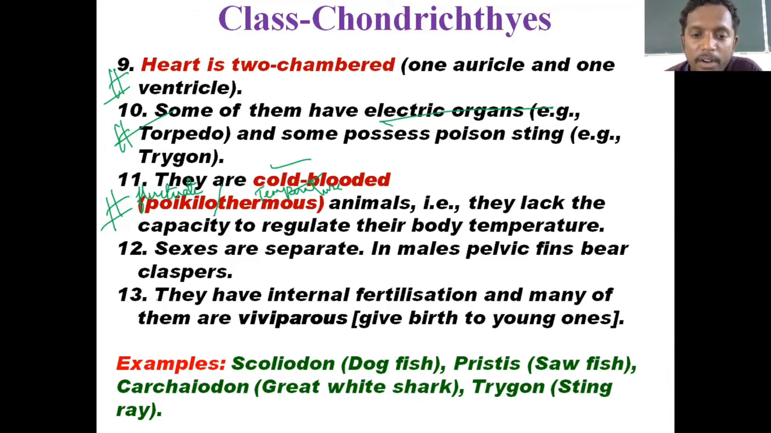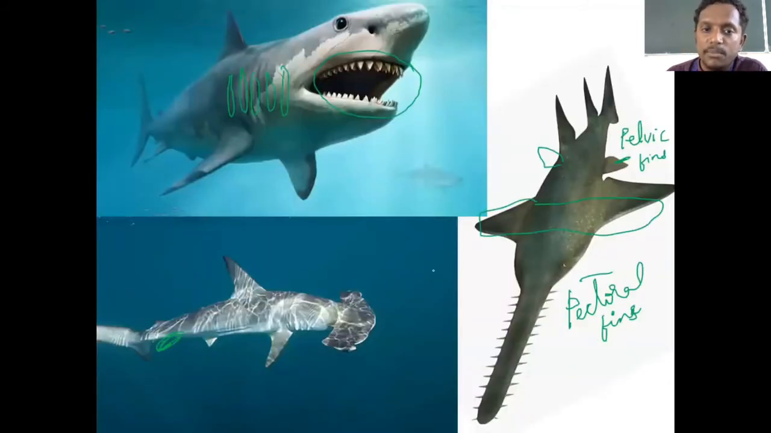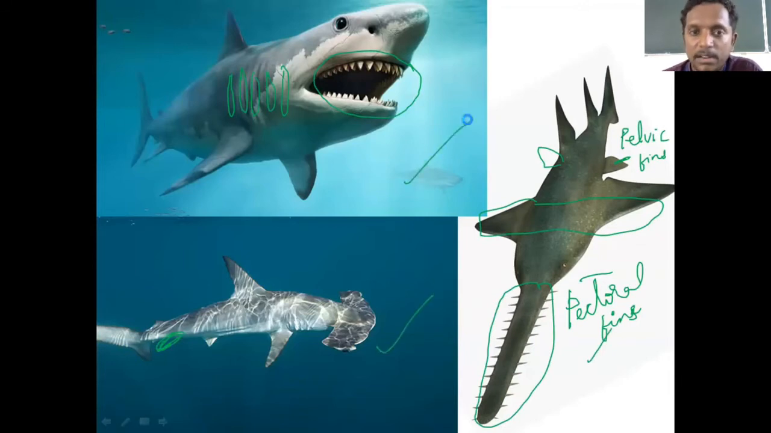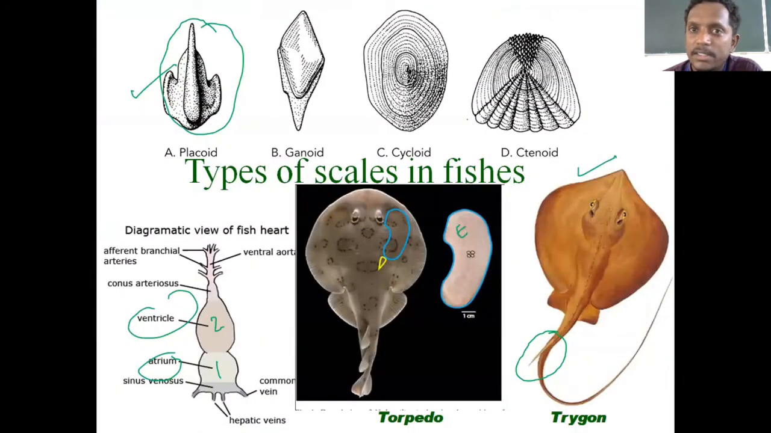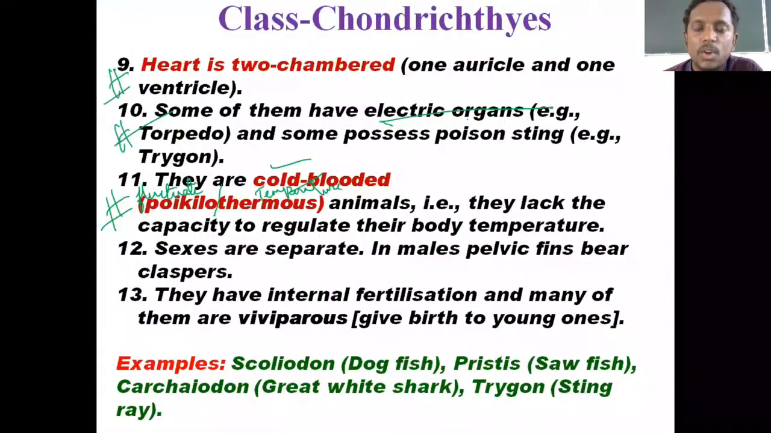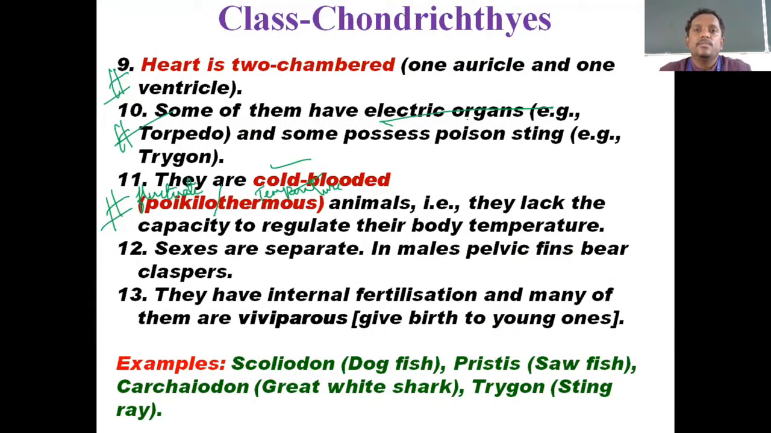Examples you can see: Scoliodon is called dogfish, shark. Pristis, this one is Pristis, sawfish. This region is like a saw. So this is Pristis, this is hammer-headed shark, and this is normal shark. Trygon and torpedo I have shown in this diagram. So these are the general characters of phylum Chordata, subphylum Vertebrata, class Chondrichthyes. So 9th to 13th point with examples, you can pause and take a screenshot. I'll move to the next class.